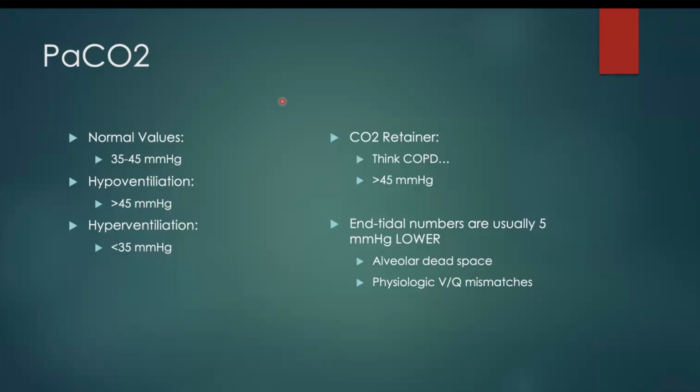Their body makes adjustments for it. This doesn't happen overnight, but they will make adjustments for it. The end tidal numbers that we get are not actually the gas that's right there at the capillary membrane. It's as close as we can get to that. And so the end tidal numbers that we get are usually about 5 millimeters of mercury lower than the actual blood gas. So if we were to take a sample of blood, the amount of carbon dioxide that's physically in that blood is likely going to be slightly higher by about 5 points.